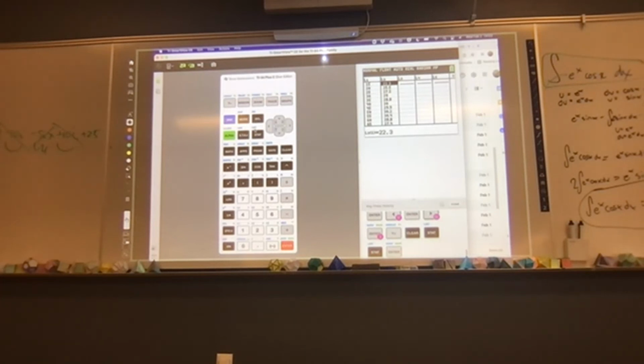Lucy, why are we not doing this on the calculator? The test is tomorrow. This is on the test. You may not share calculators during the test. You have to have your own calculator.